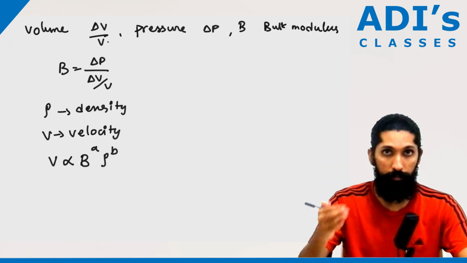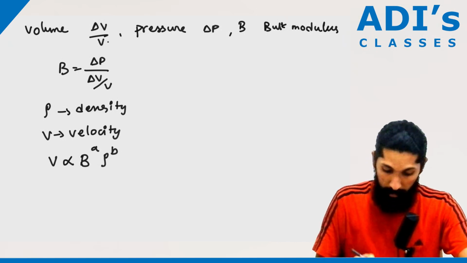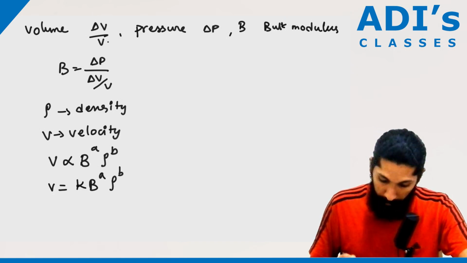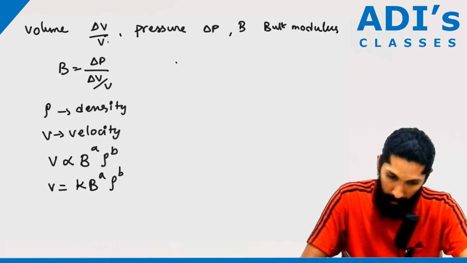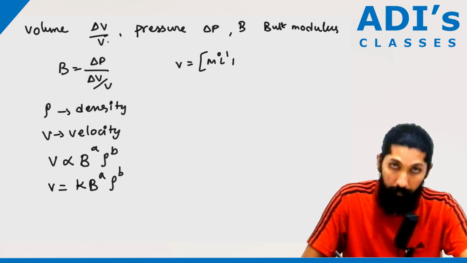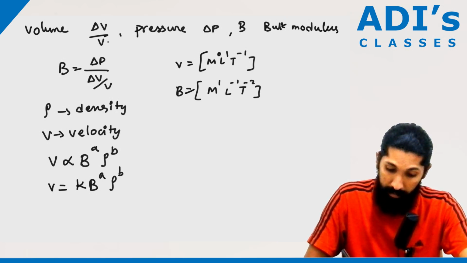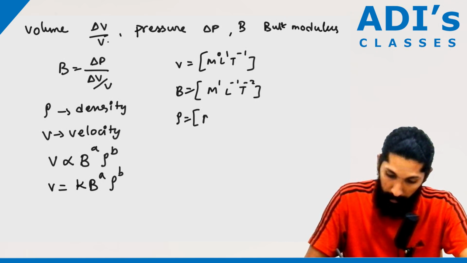Let's do the dimensional analysis method here. Again, we introduce a dimensionless constant. We can say V is equal to K into B power a into rho power b. Dimensionally, velocity V is given by M0 L1 T minus 1. Next, bulk modulus B is given by M1 L minus 1 T minus 2. And density is what? Mass by volume, correct? So it is M1 L minus 3 T0.